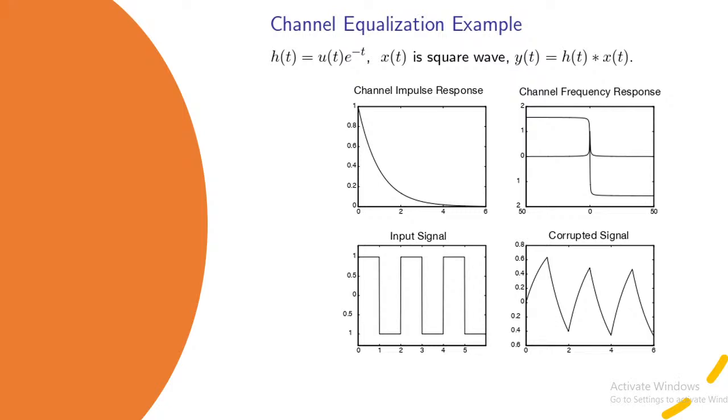So you can see the corrupted signal is from the square wave, you are getting the sawtooth wave. The square wave, if you take its Fourier convolution with ht, that will give you something like a sawtooth wave. So you are getting a sawtooth wave and its amplitude is decreasing, so it is getting attenuated. And next.